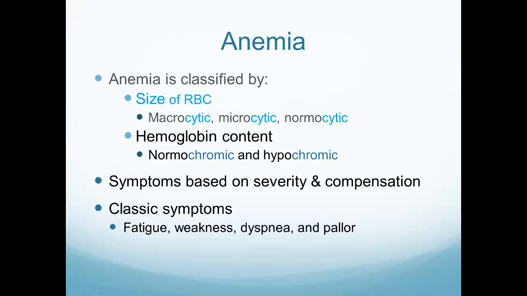Symptoms of anemia are based on severity and compensation. So you can have a mild anemia and have no symptoms. The other part of this is the compensation part. If you've had anemia for a number of years, your body will compensate for that anemia and you won't feel the same kind of symptoms as if it were acute. The classic symptoms are going to be fatigue, weakness, dyspnea, pallor. Pallor is a paleness of the skin. And so those are going to be our classic symptoms.